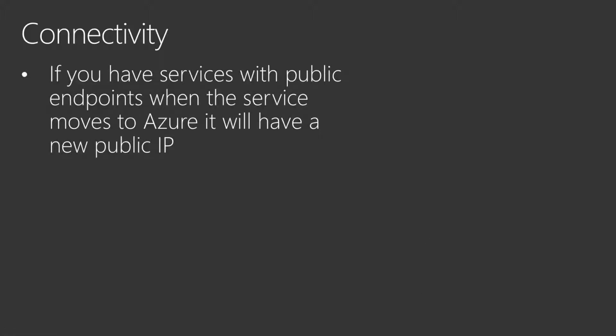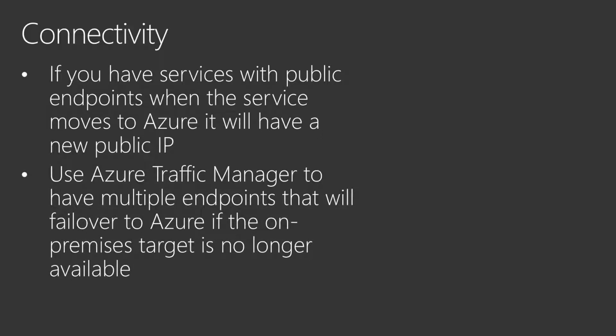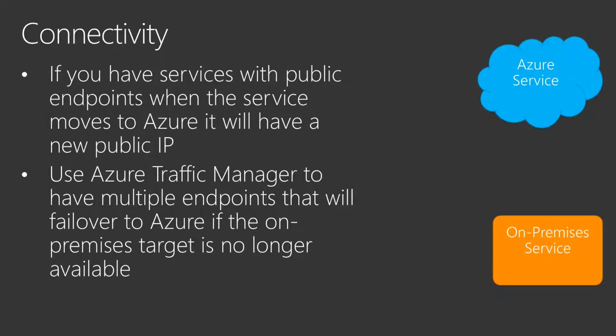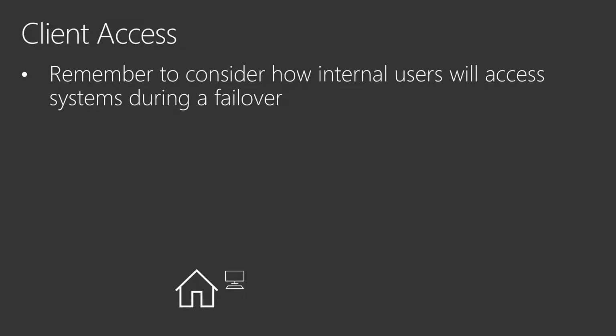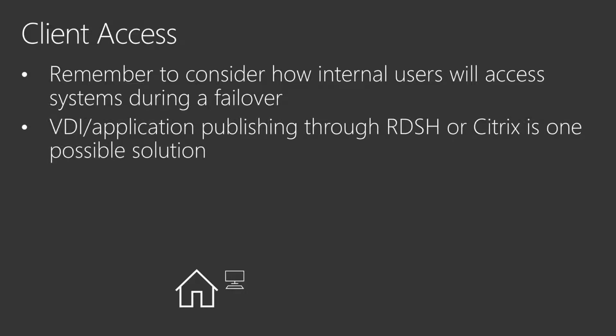So regarding the connectivity for these services, if you have services on public endpoints, you need to move them to Azure, and use Traffic Manager, for example. How can Traffic Manager help you? Imagine that you have an on-premises service and an Azure service. With Traffic Manager, you can reroute that traffic. If the on-prem service is unavailable, it will reroute to the Azure services. From the client access perspective, it doesn't matter if you have a failover; what is critical is how your internal users will access those systems. You can set up a VDI solution on standby using RDSH or Citrix, which is a possible solution to set up on Azure.